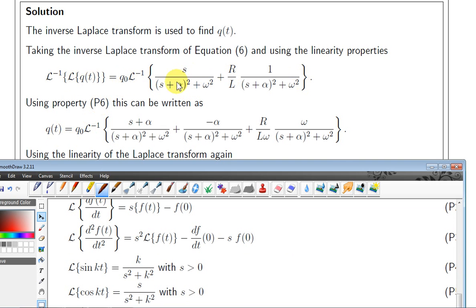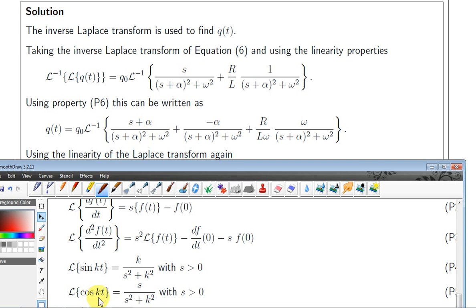Now if you go to your table of transforms, you won't see a function of this form in the tables. You'll see this here, s over s squared plus a constant squared. So this is quite close to it. If we can only replace s with s plus alpha and then use a shift theorem. So we put a plus alpha on top here. So now this fraction has the same form as s over s squared plus k squared, where s is shifted by an amount alpha, and we can use the first shift theorem to handle that.